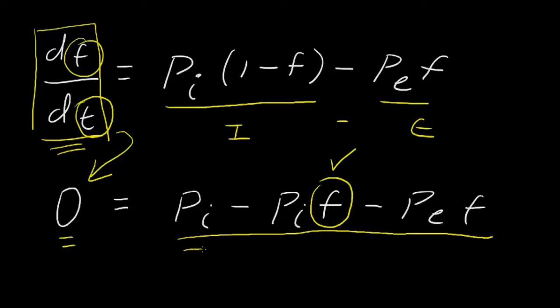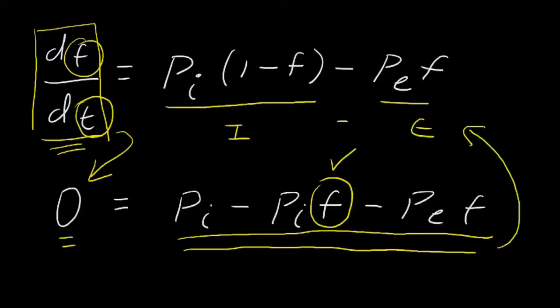So this here looks a little bit different than the above, and the only difference here is that I've multiplied PI times 1 minus f in order to get PI minus PIf.